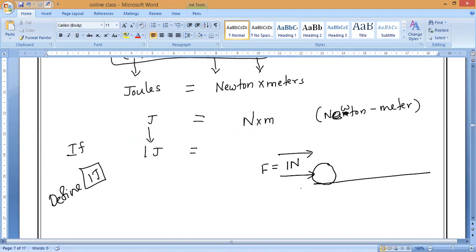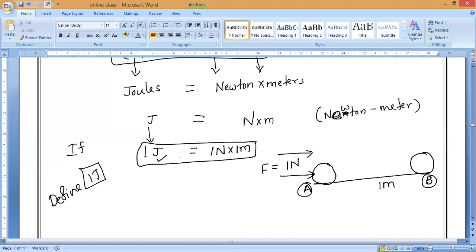The body needs to displace 1 meter distance. Let me take this as point A, this is 1 meter distance, and this is point B. Due to the force which I applied, 1 Newton, if the body is displacing 1 meter, then this is what we call 1 joule. Means if 1 Newton force is applied on any body and it displaces 1 meter, then we can say it is known as 1 joule.